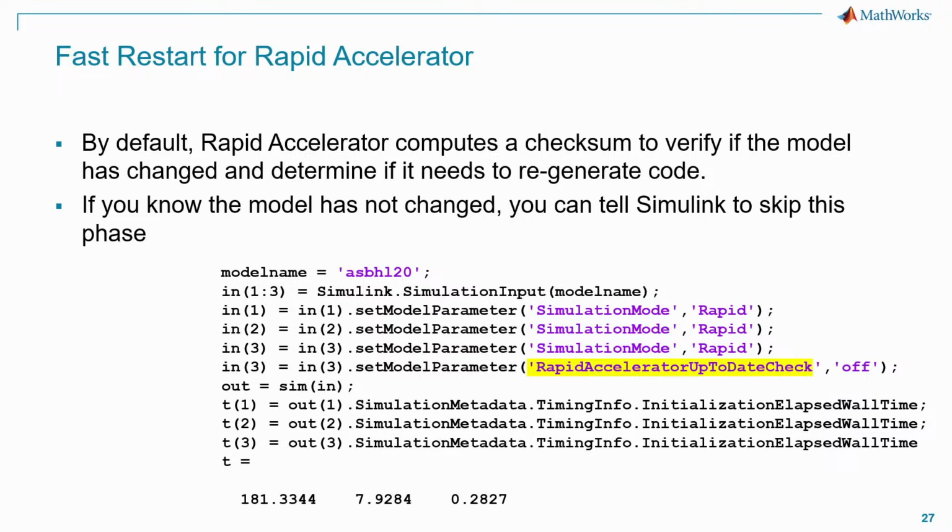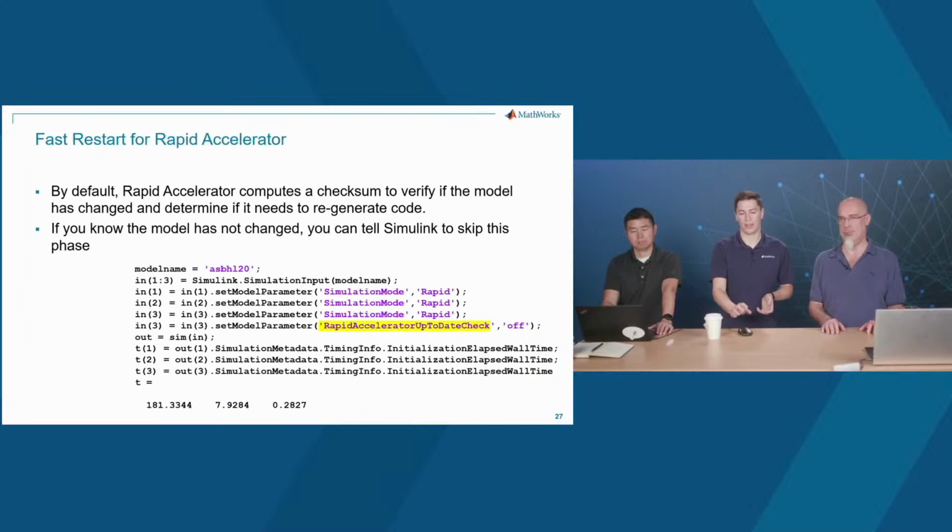So here we're running 3 simulations of Rapid Accelerator, and you can see the timing of each here. For the first one, we need to generate code from the model and build it in Rapid Accelerator. That takes a good bit of time. It takes about 3 minutes here. The second time, we don't need to rebuild, but we still ran the check to make sure that the model hasn't changed since the last time. The check takes a couple of seconds. The third time, we turn off that UpToDate check. We just say, Simulink, trust me, use what you had built before, and we can restart the simulation again almost instantaneously.